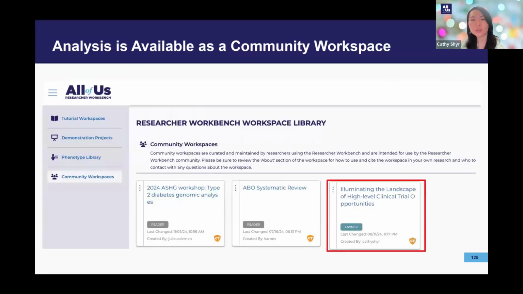So last but not least, if you're interested in digging deeper into how this analysis was conducted, this work is available as a community workspace on the Researcher Workbench. So if you're interested, you can feel free to duplicate it and look at the analysis and also replicate it for your own interests.